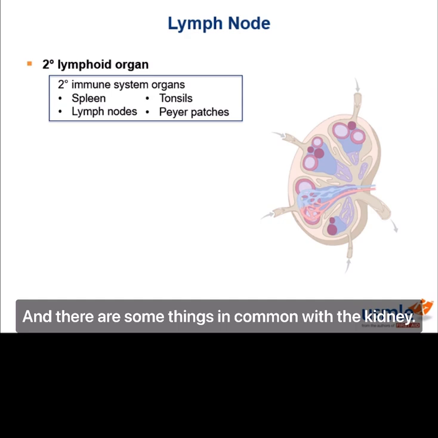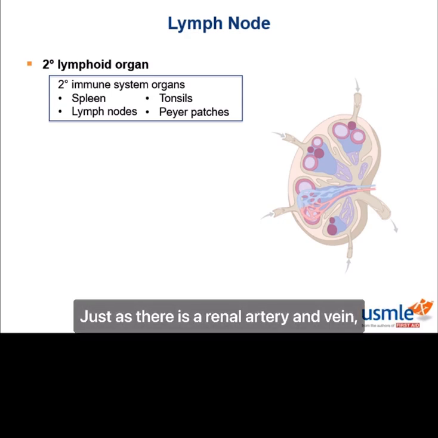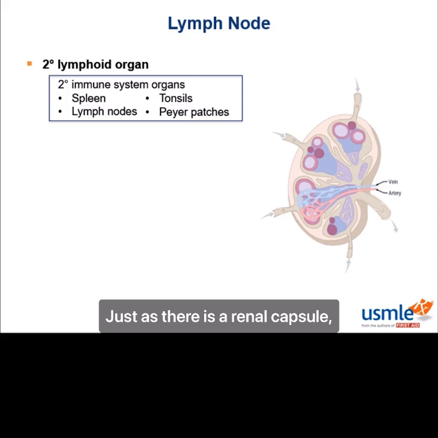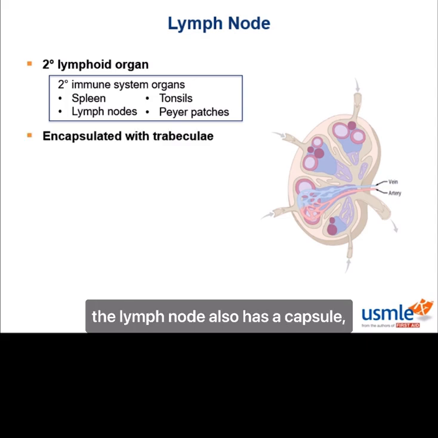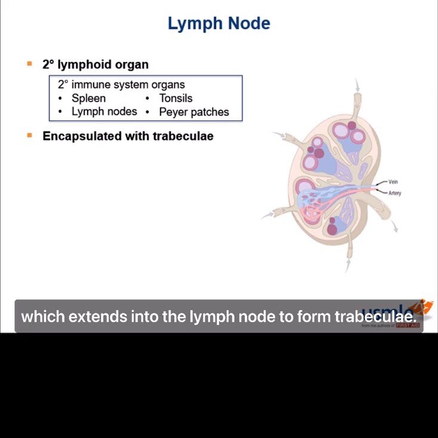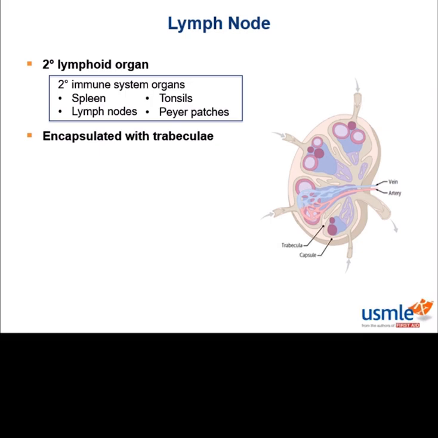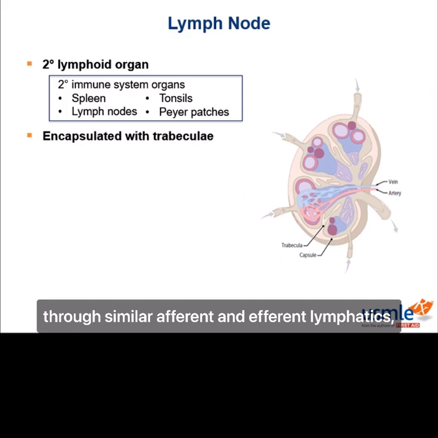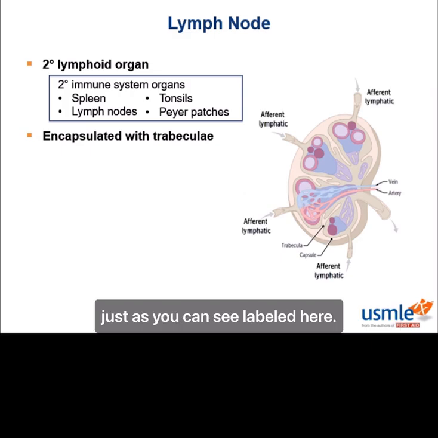And there are some things in common with the kidney. Just as there is a renal artery and vein, the lymph node is also supplied by an artery and vein. Just as there is a renal capsule, the lymph node also has a capsule, which extends into the lymph node to form trabeculae. Also, when we talk about renal blood flow, which goes from the renal artery, eventually to the afferent arteriole, to the glomerulus, and the efferent arteriole to exit the glomerulus, well, rather than blood, the lymph travels through similar afferent and efferent lymphatics, just as you can see labeled here.